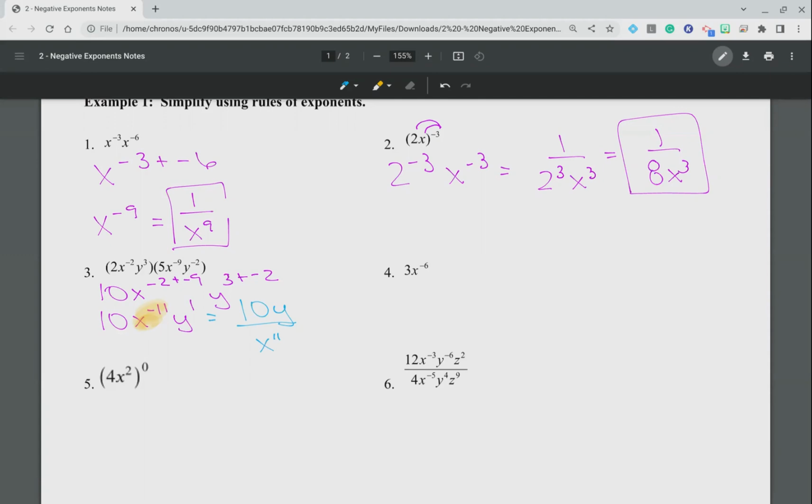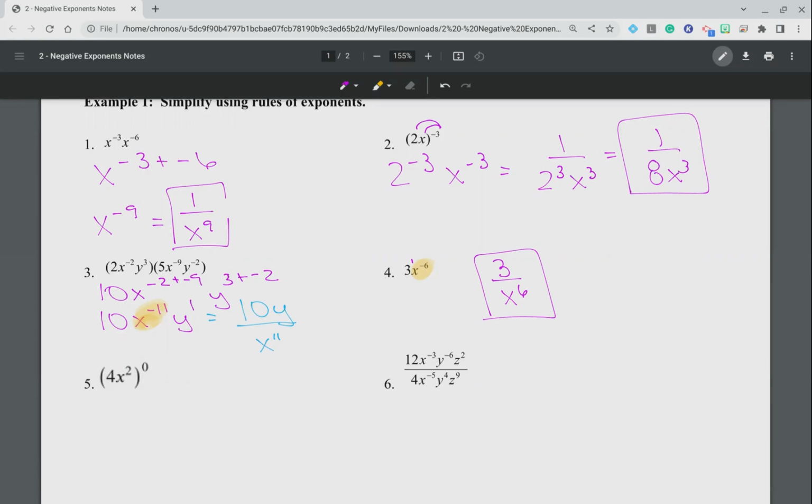And we're going to see this again in number 4. So in number 4, we have 3x to the negative 6. In this problem, the only part that's negative is the x to the negative 6. The exponent on this 3 is a positive 1. So therefore, the 3 can stay in the numerator, but in order to get a positive exponent on that 6, I move it to the denominator.